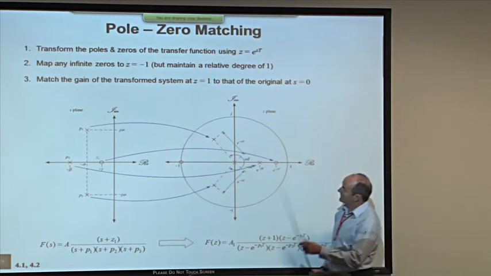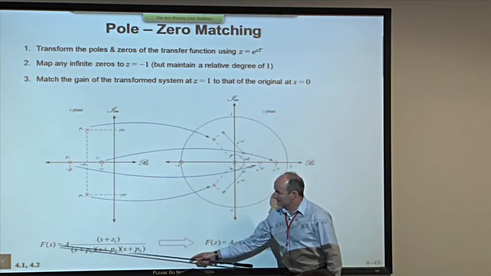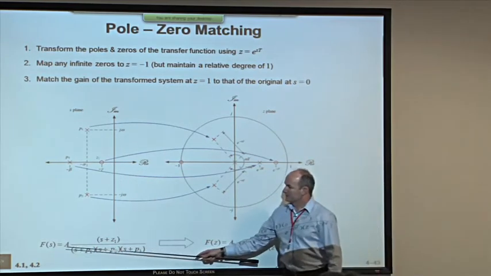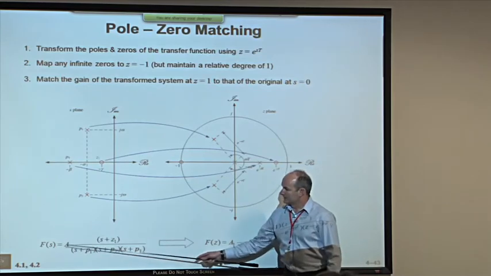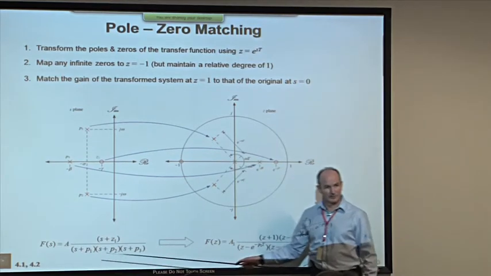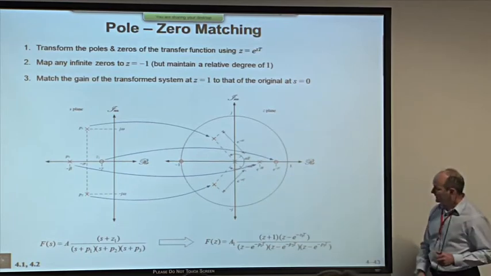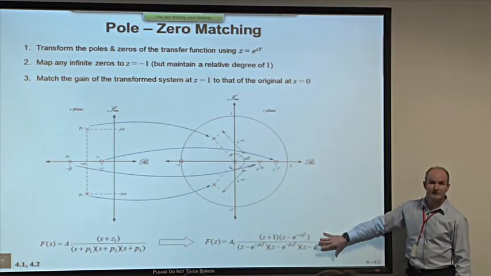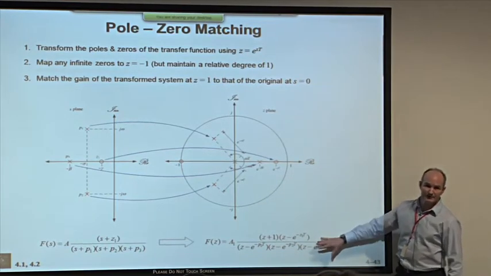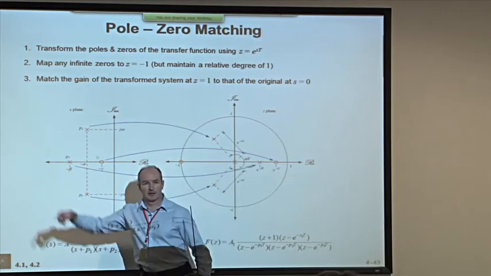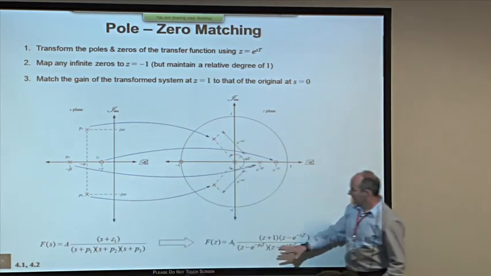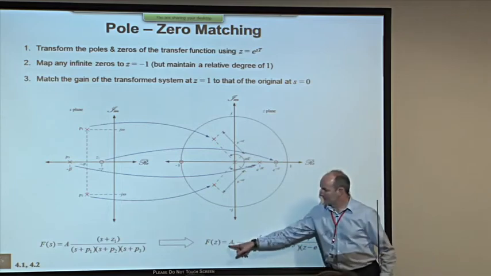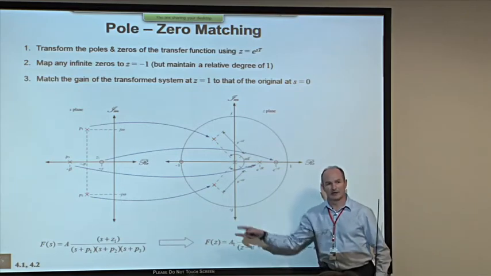And then the final step says, well, you just match the gains. So you work out the DC gain of this, which is worked out for s equals 0. So it's A times z1 over p1 times p2 times p3. That's the DC gain of that. And you calculate the DC gain of this for z equals 1, because when s equals 0, z equals e to the power of 0, it's 1. That's the DC gain. You calculate the DC gain, and you fiddle the gain over here so the gains match.